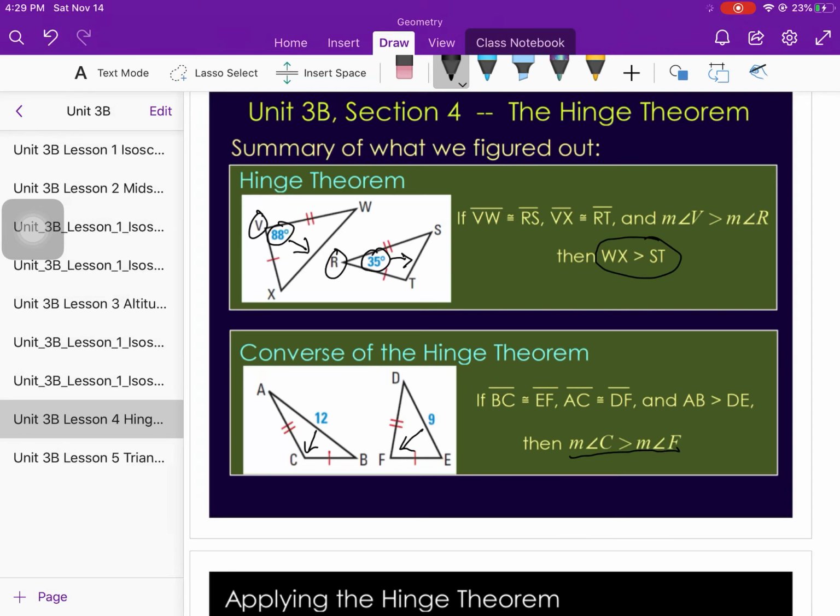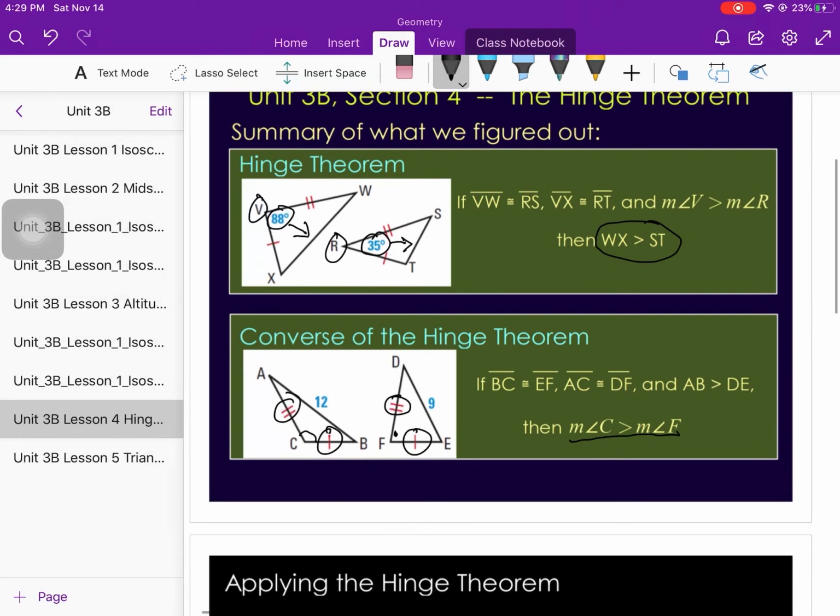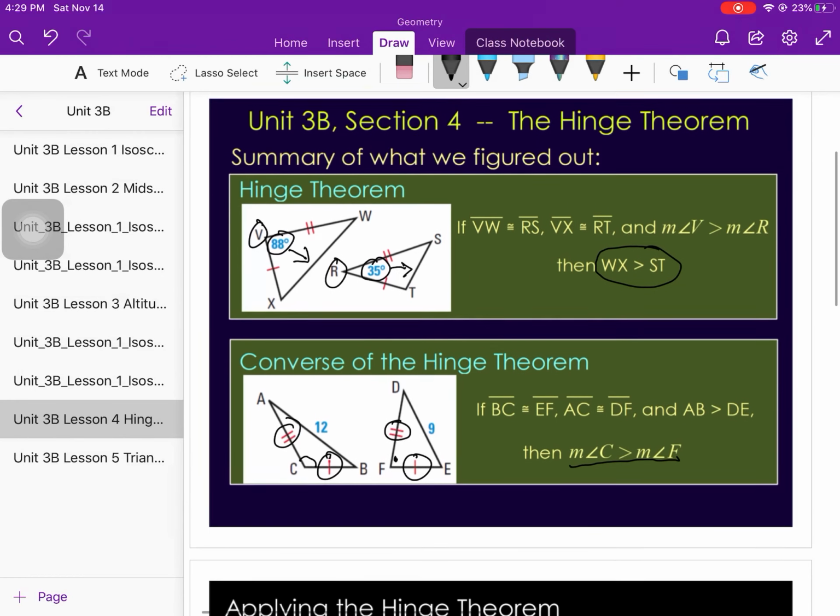Okay, and just looking at them, it does obviously look like C is a bigger angle than F, but notice that the triangles do have the same two sides here and here. It's the angle in between that we're comparing, this one and this one. Okay, they aren't congruent, so I shouldn't write an arc on both of those. All right, and that was the investigation.